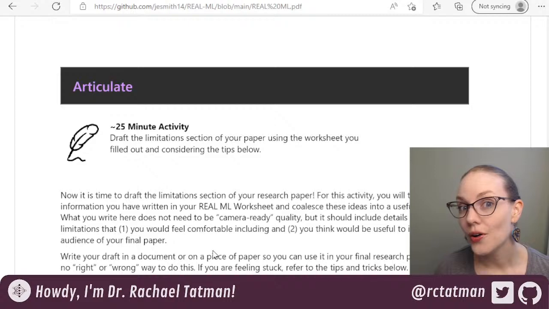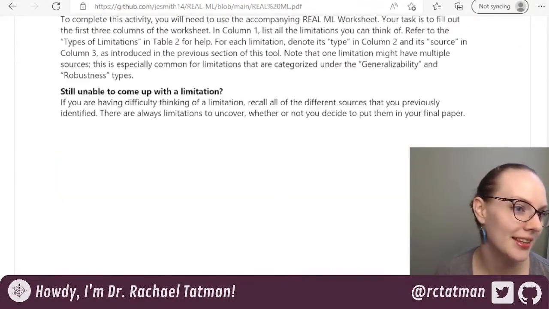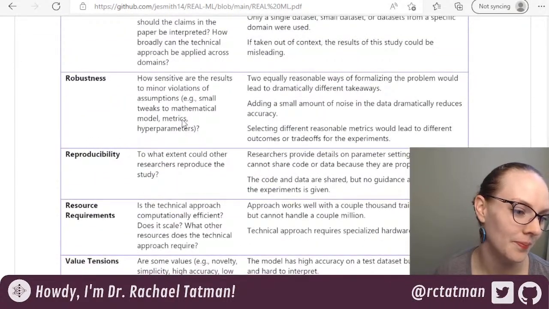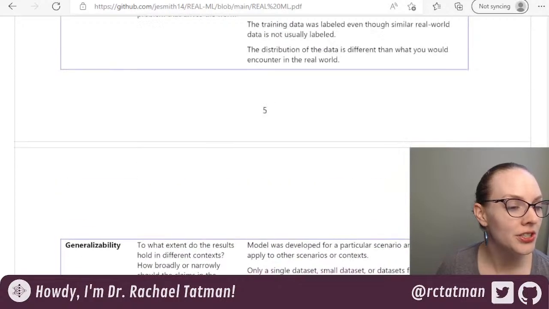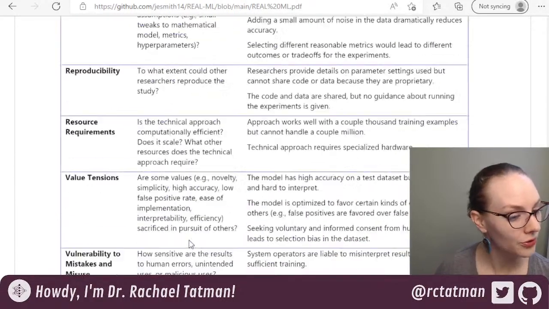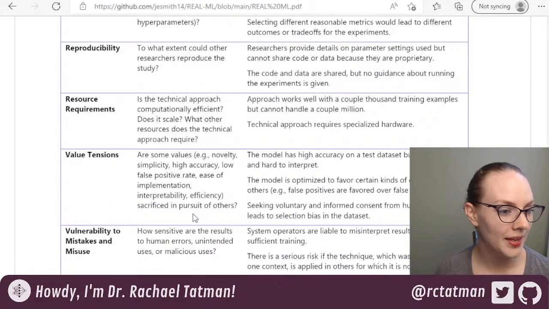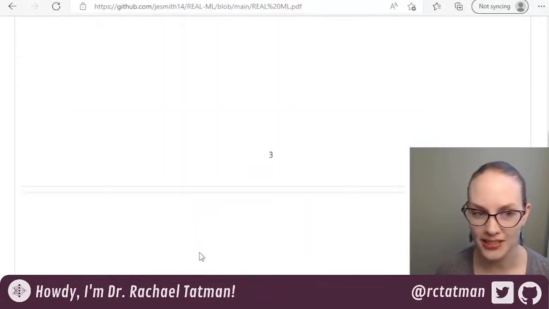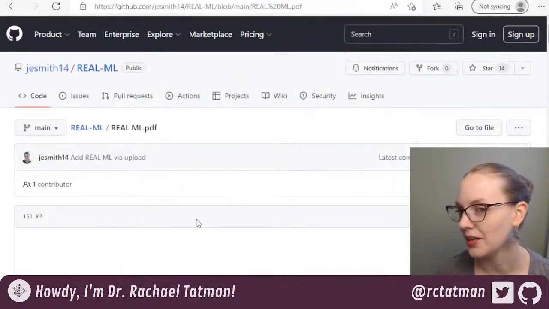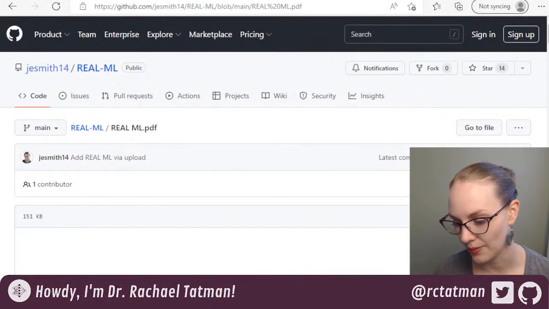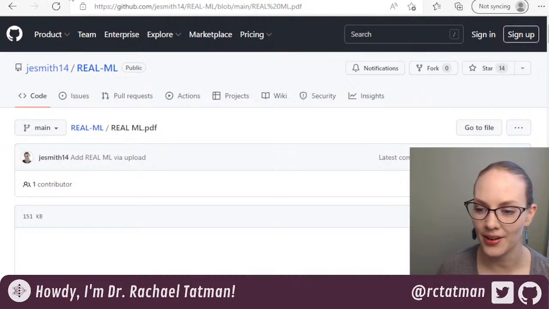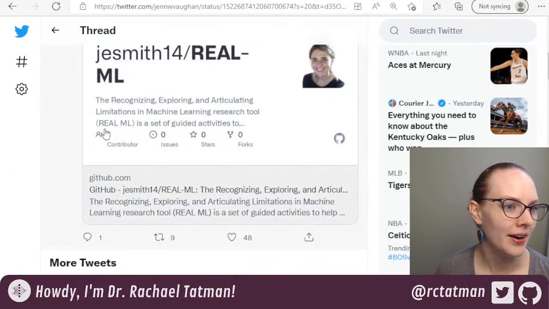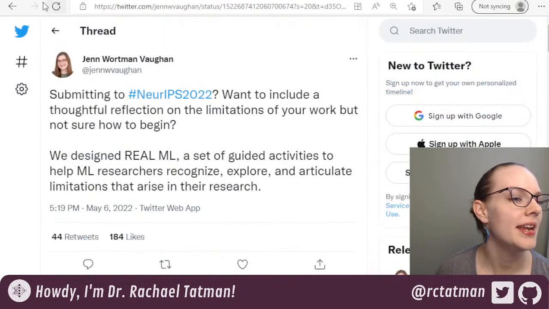So anyway, very helpful. I think particularly this list of types of limitations is going to be really helpful for folks. So yeah, I think this is a good project. I'm glad to see it got published. I'll probably be reading this more in depth on my own time later, but just getting it out there. All right. Next up.